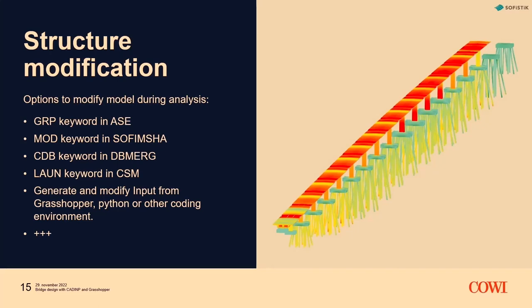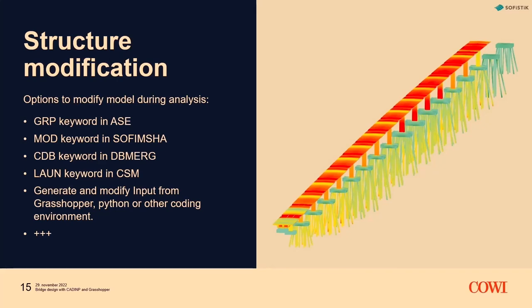One final basics slide. There's actually a lot of different ways to modify your structure within SOFiSTiK. The easiest one is within linear analysis module ASA. You could just use the group option and say, I want these groups to be included in my analysis. And that way you can easily change the way your structure behaves, add the support, remove the support.